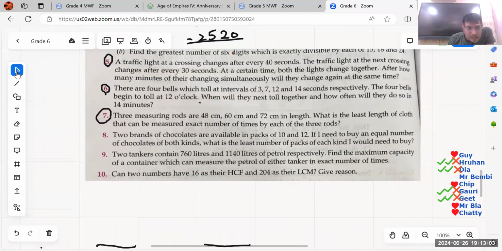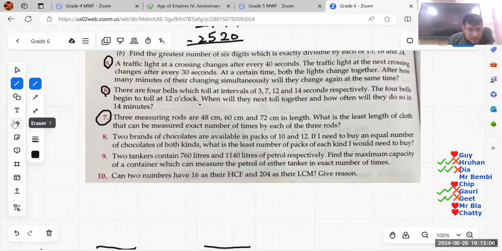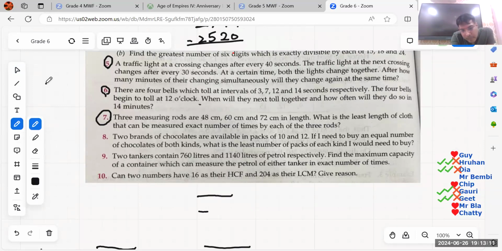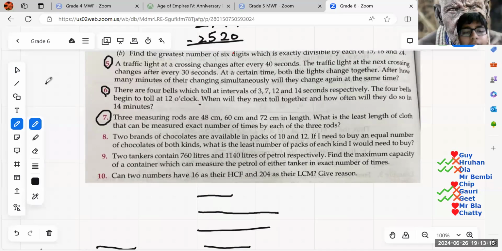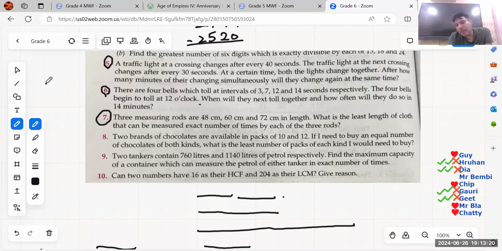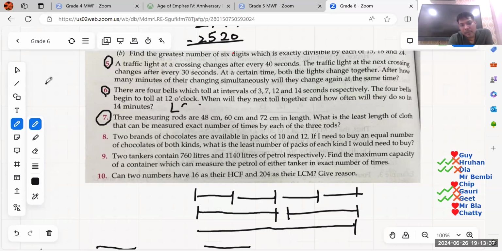6th question, beta, we did a similar question. One bell rings at 3, the other bell rings at 7. Let me draw it. 4, 5, 6, 7. The third bell rings at 12. When will they ring together? Yes, sir, I got it. So we have to go ahead with their multiples. When they meet, that would be my answer. This is one bell, this is one bell. When they will meet next would be my answer. So whenever we are going in multiples, it means I will find the LCM.